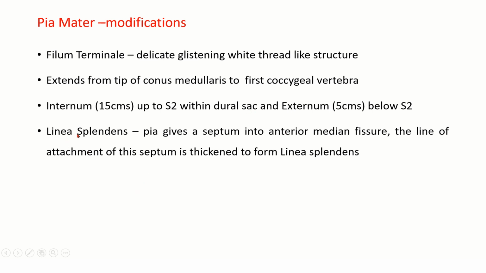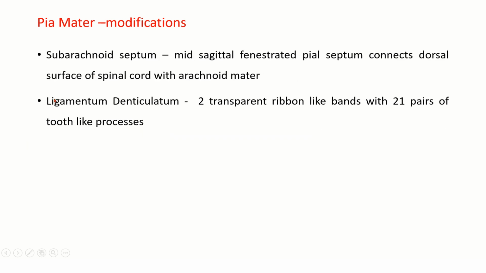Then what is linea splendens? The pia mater gives a septum into the anteromedian fissure of the spinal cord. The line of attachment of this septum is thickened to form the linea splendens. So the first modification is the filum terminale, the next one is the linea splendens. Next, the subarachnoid septum.